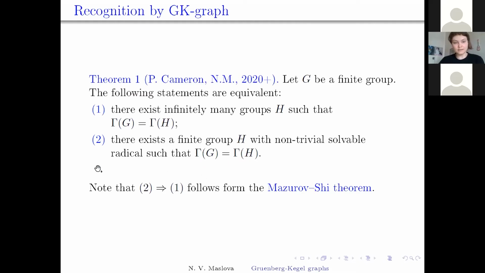And it's easy to understand: if statement 2 holds, then if we take H to be a finite group with non-trivial solvable radical with the same Gruenberg-Kegel graph, then any group which is cospectral to H will have the same Gruenberg-Kegel graph as this group, and then this graph will be the same as the Gruenberg-Kegel graph of G. So the implication from 2 to 1 holds directly from the Mazurov-Shi theorem. And let us prove the inverse implication.